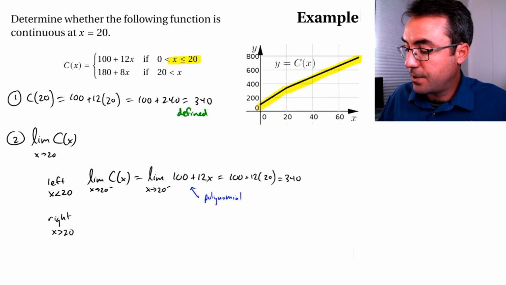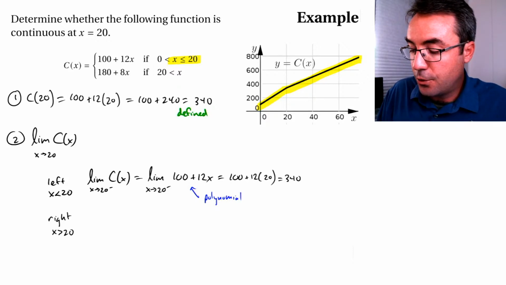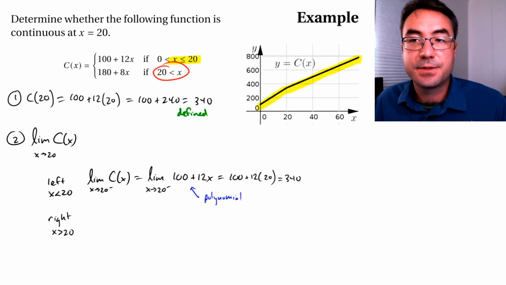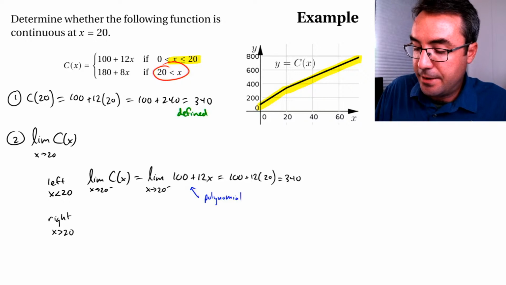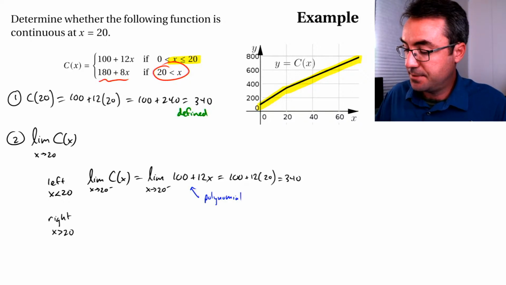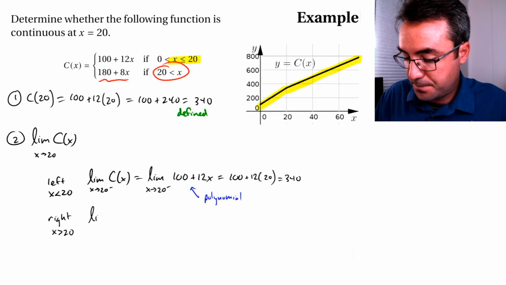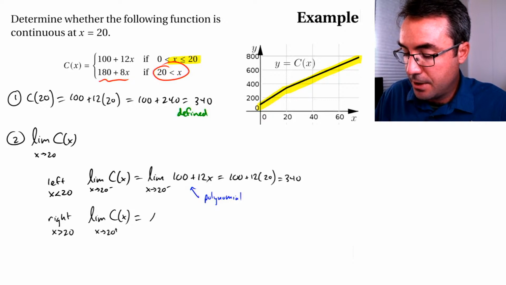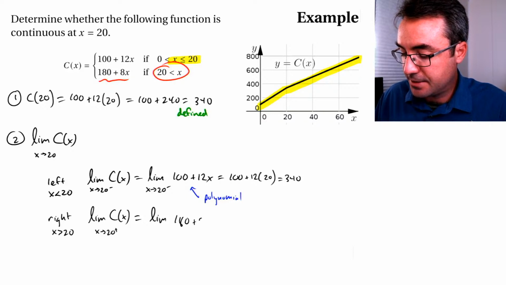And so for x greater than 20, we go to our piecewise function and we look for the x greater than 20 piece. And that says we're going to use 180 plus 8x. So the limit of this function C of x as x approaches 20 from the right, we're going to use that 180 plus 8x.